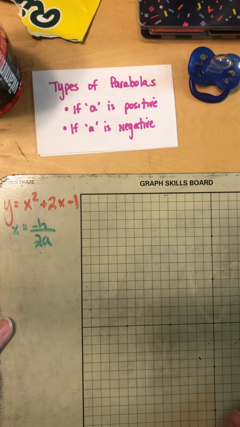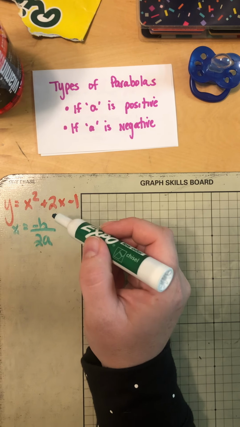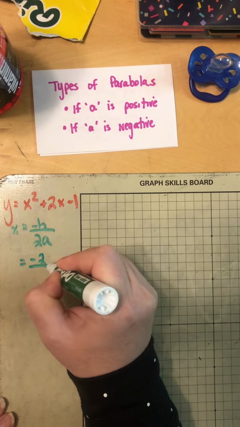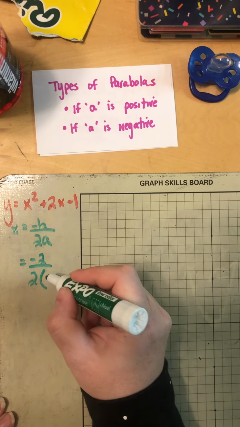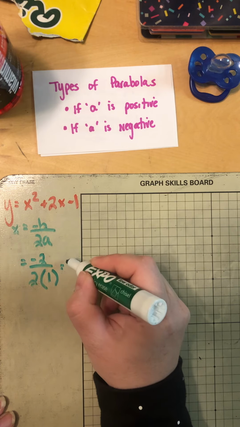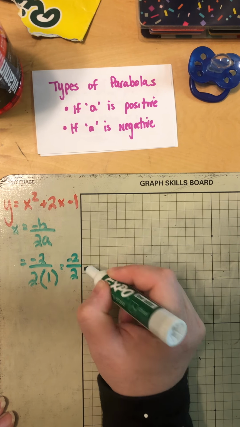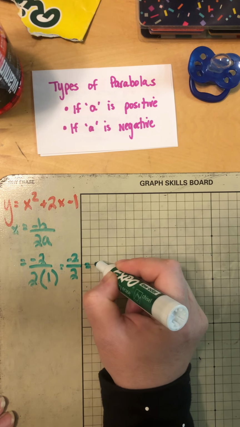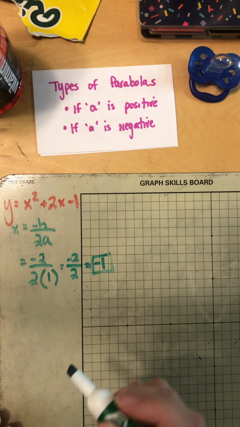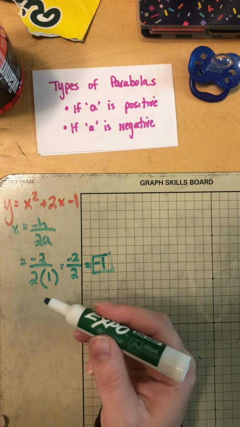Sorry, can't see it again. All right, again, -b, the opposite of +2, is going to be -2 over 2 times whatever your a is, which is 1. So -2 over 2, which is going to give you -1. Plug it in to your equation.